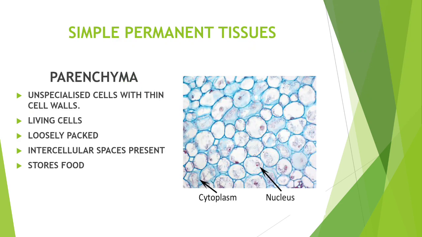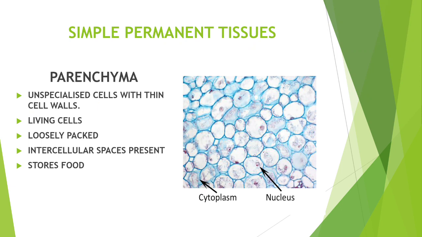This slide shows simple permanent tissue, that is parenchyma. Parenchyma cells are living cells, and these are unspecialized cells with a thin cell wall. These cells are loosely packed. It means they have intercellular spaces between them.